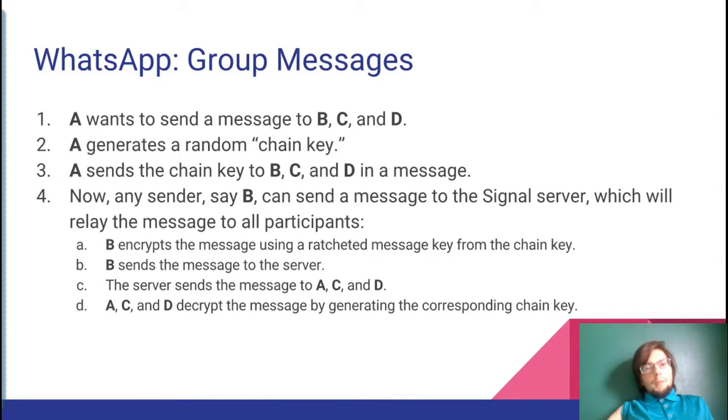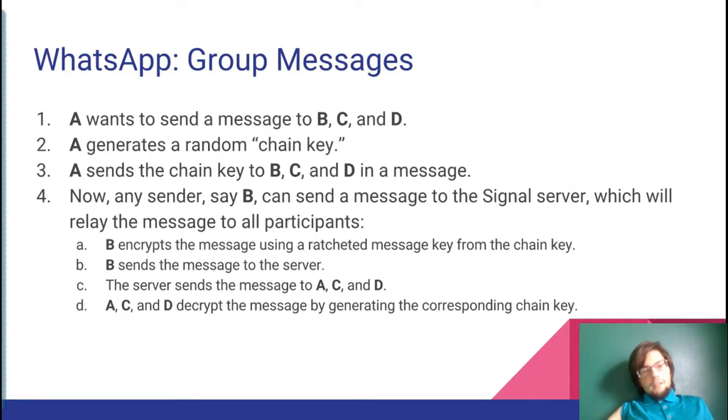It was encrypted using their public keys, and they have to decrypt it using their private keys. Now, any one of those people can send a message to the WhatsApp server that is encrypted using a message key ratcheted from the chain key. So B sends a message to the server, the server sends the message to A, C, and D, and A, C, and D can decrypt the message by ratcheting the next message key from the chain key.